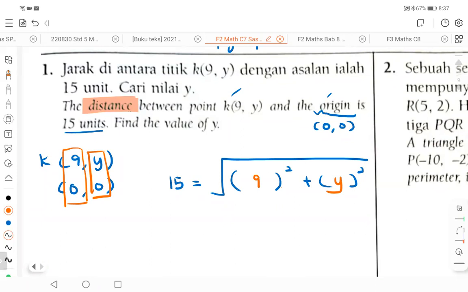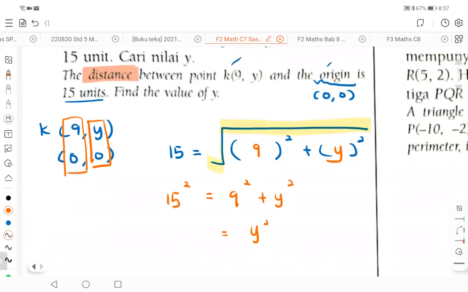So what's next? You just make y the subject. Square root is square root. Move the square root first to the other side. The opposite of square root is square. So we can write 15 square equals 9 square plus y square. Leave y square on the right side because we want to find the value of y. Then 15 square minus 9 square. Find out the answer first. What is the value of 15 square minus 9 square?